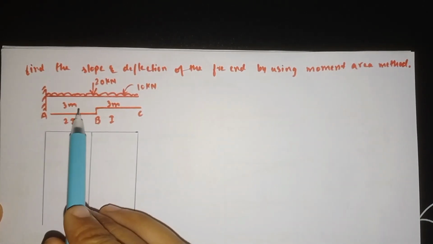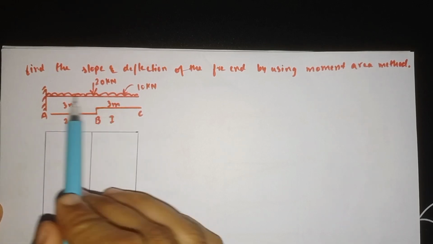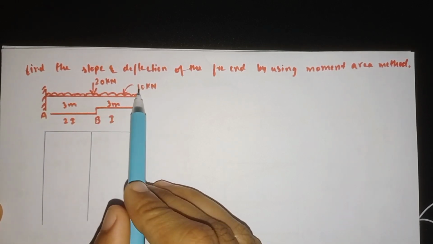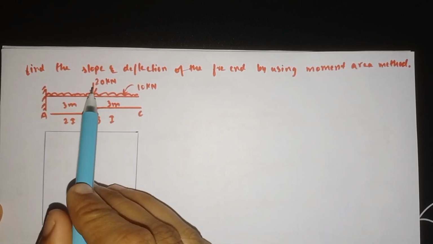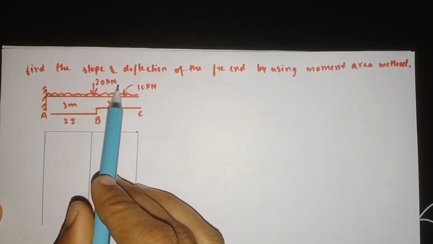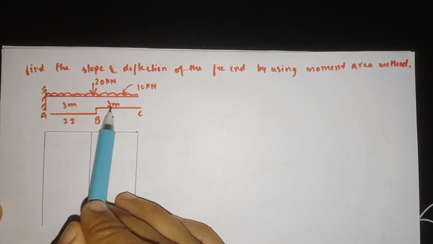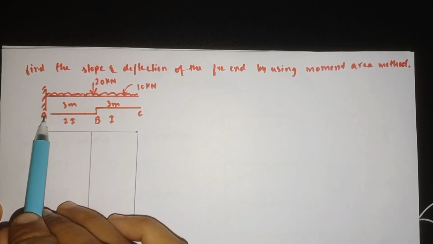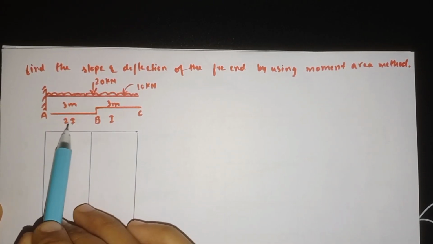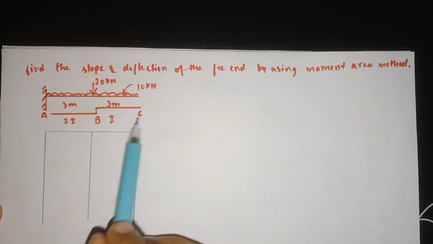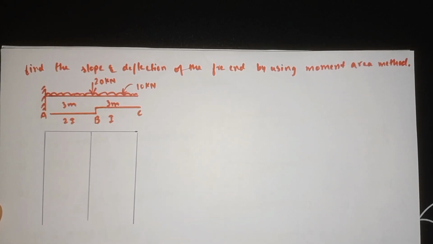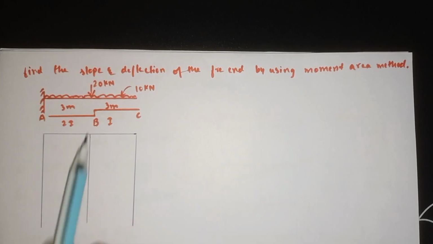So this is the given cantilever beam. Throughout the beam a 10 kilonewton UDL is acting, and here a point load of 20 kilonewton is acting. From here to here the distance is 3 meter, and here to here is 3 meter. The AB section has the I value 2I, and BC has the I value I. So first, we need to find the support reaction.